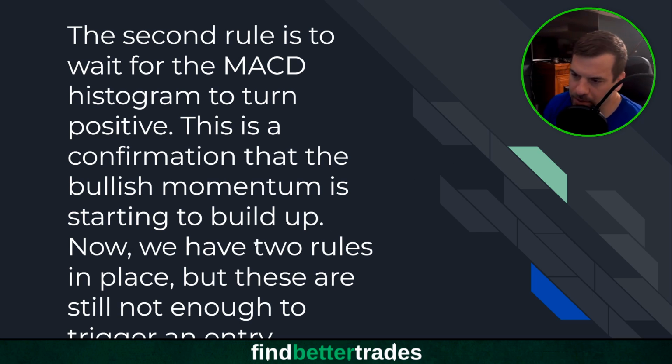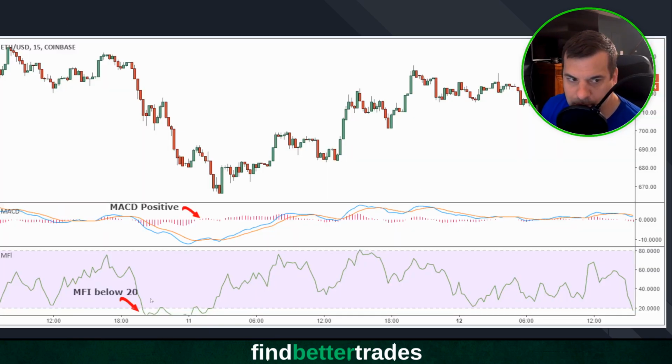Now we have 2 rules in place, but these are still not enough to trigger an entry. So we've got the MFI right here, and then we've got the MACD positive right there. Those are 2 good things, and this is exactly what we're talking about. That's what you want to wait for, and then this is what you want to wait for. They're not at the same place, so how do we do these entries? Well, we're going to cover that. Those are the 2 things you'll be looking for: the positive reading right here, and then right there below the 20. Pretty simple.